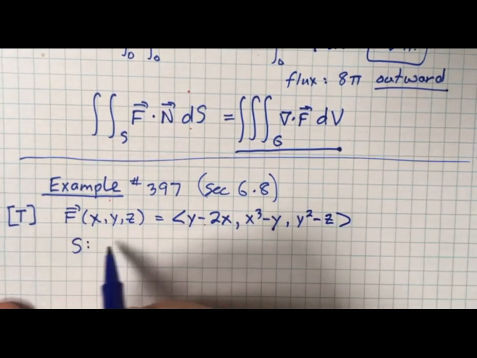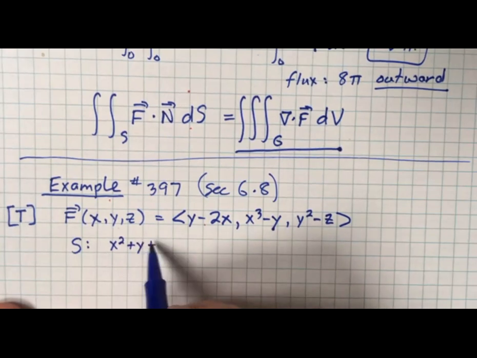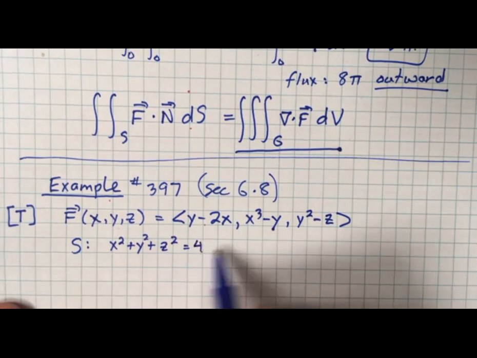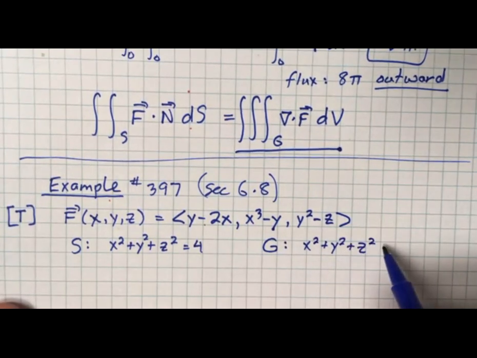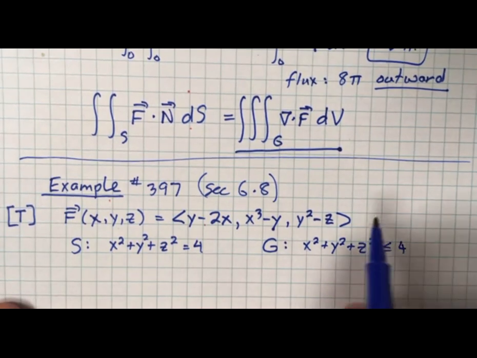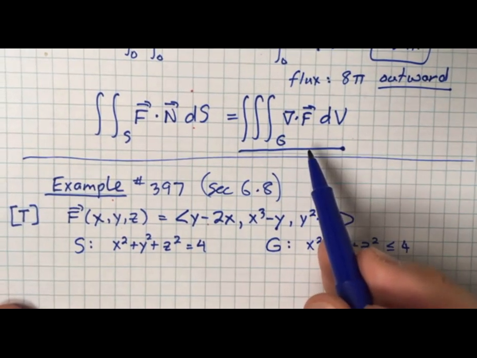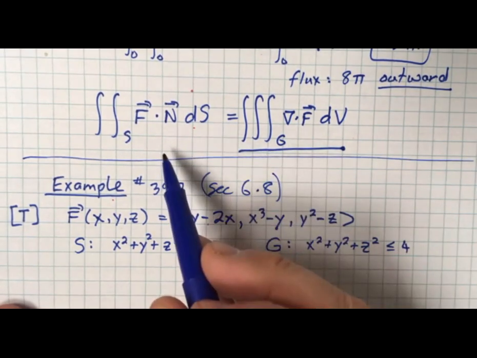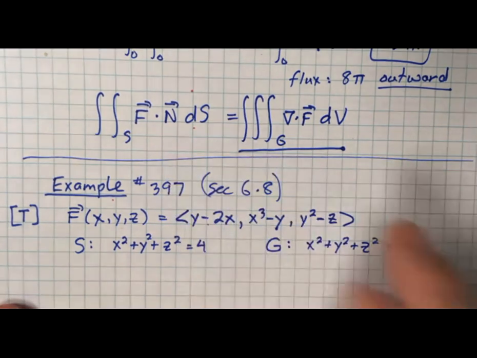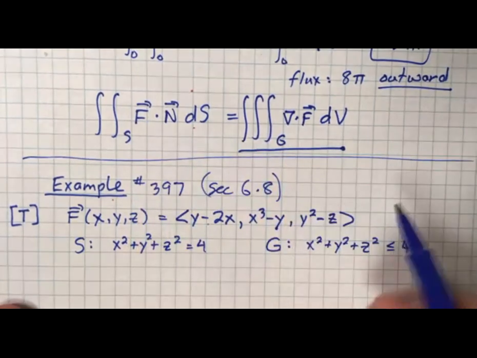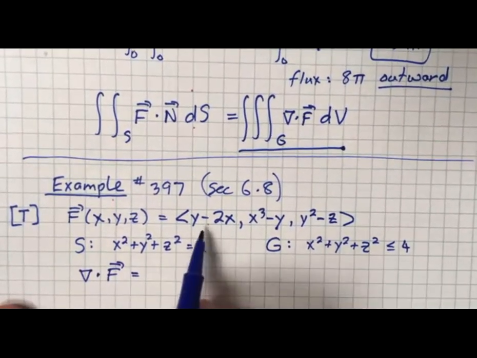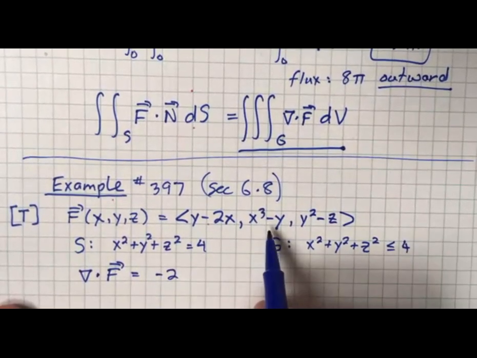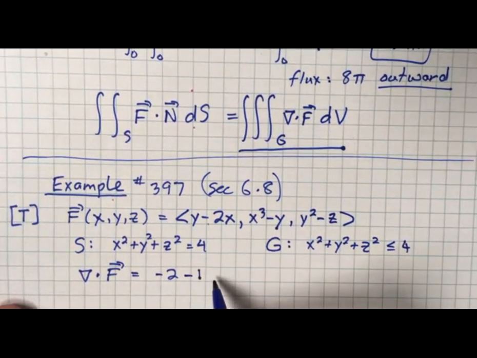And sphere S is the sphere x squared plus y squared plus z squared equal to 4. So the solid I'm talking about is the solid ball, x squared plus y squared plus z squared less than or equal to 4. This is certainly going to be easier to calculate the right-hand side than the left-hand side. But maybe we'll do both. And I want to find another example going the other way. But the reason why this right-hand side is going to be easier to calculate is because as I look at the field and calculate its divergence, derivative of the first slot with respect to x, minus 2, derivative of the second slot with respect to y, minus 1, derivative of the third slot with respect to z, minus 1, this is a negative 4.